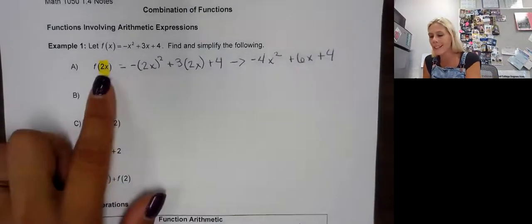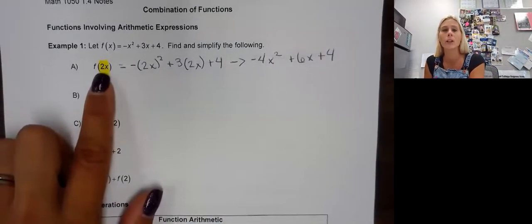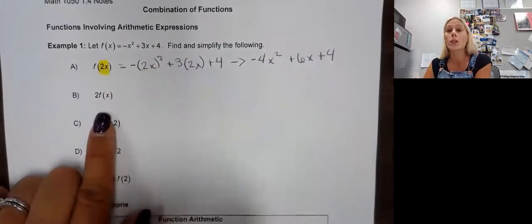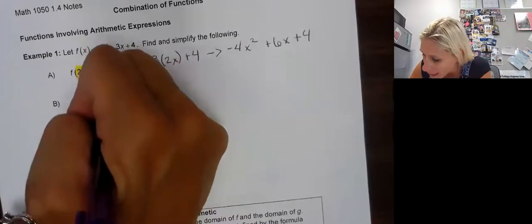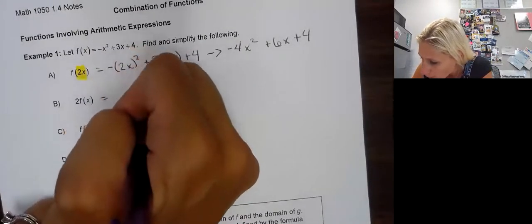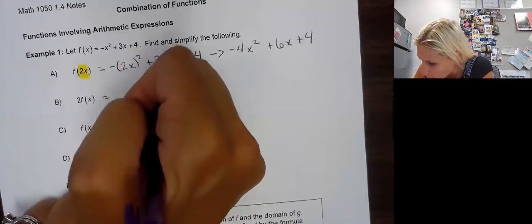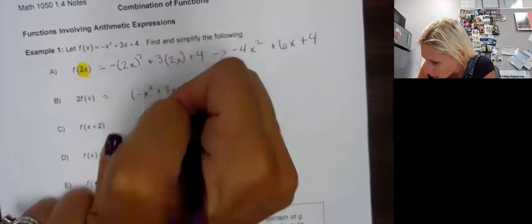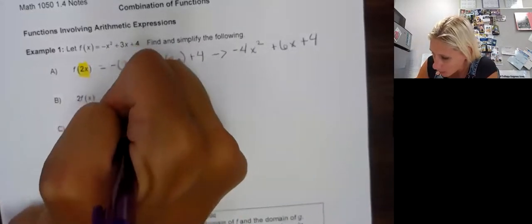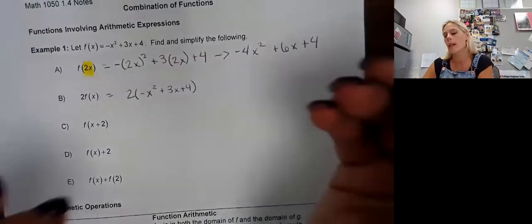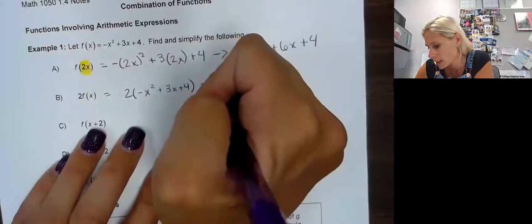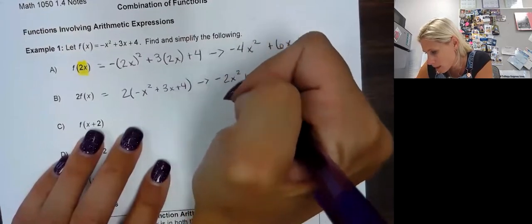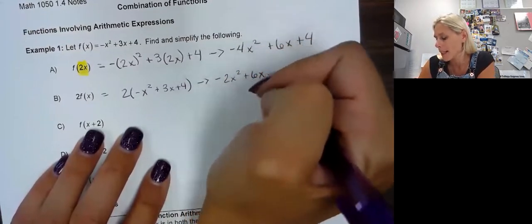Okay, so when it's on the inside, remember you're evaluating it. You're substituting each for these x's. As you can see here, the 2 is on the outside. So I am taking all of this f of x, which is negative x squared plus 3x plus 4, and I'm multiplying the whole thing by 2. So of course, when I simplify that, all I'm doing is distributing that out to get negative 2x squared plus 6x plus 8.